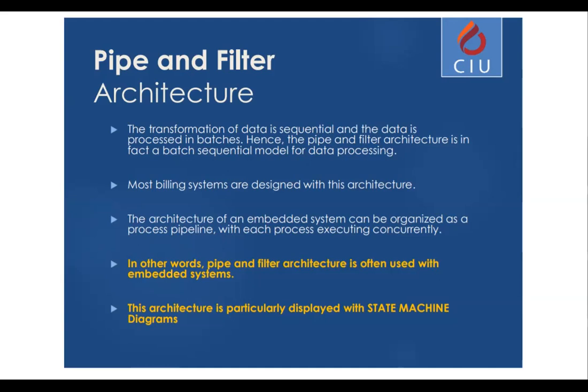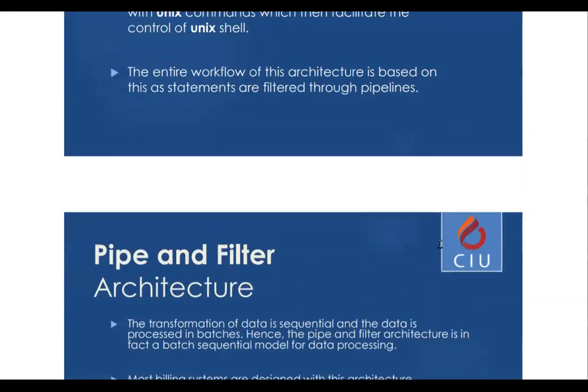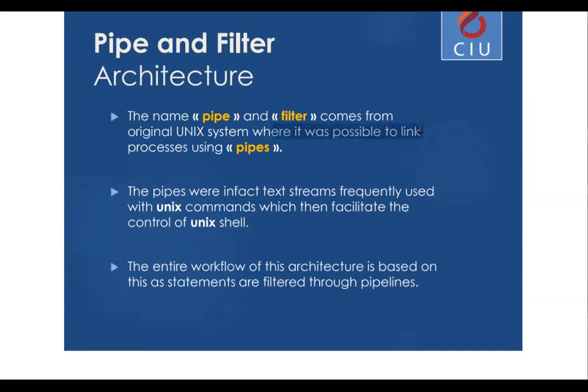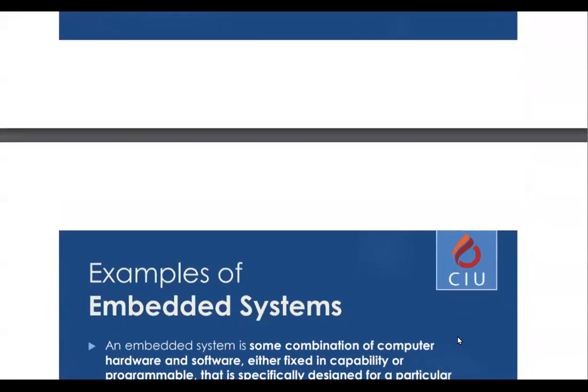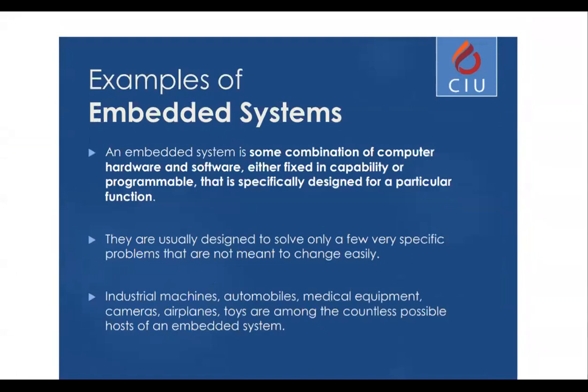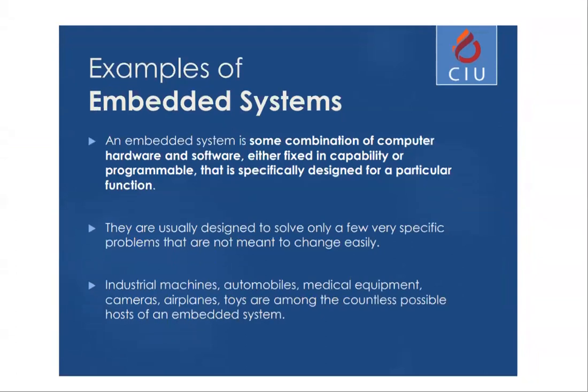The architecture of an embedded system can be organized as a process pipeline, which are linked processes. If you remember, we mentioned upstairs that it is possible to link the processes using pipes. In other words, pipe and filter architecture is often used with embedded systems, and it is displayed with the state machine diagram. There are many examples that we can give in this category.